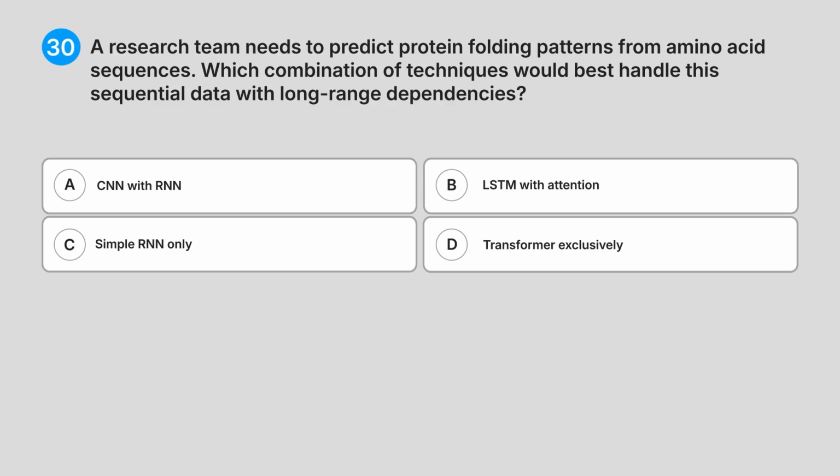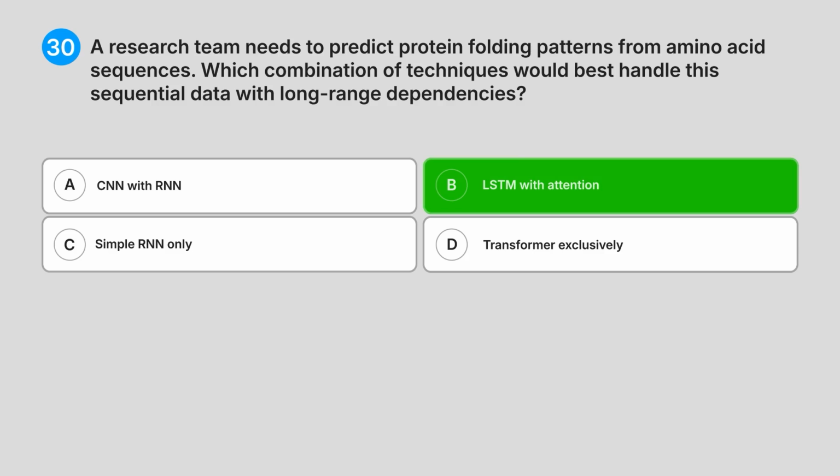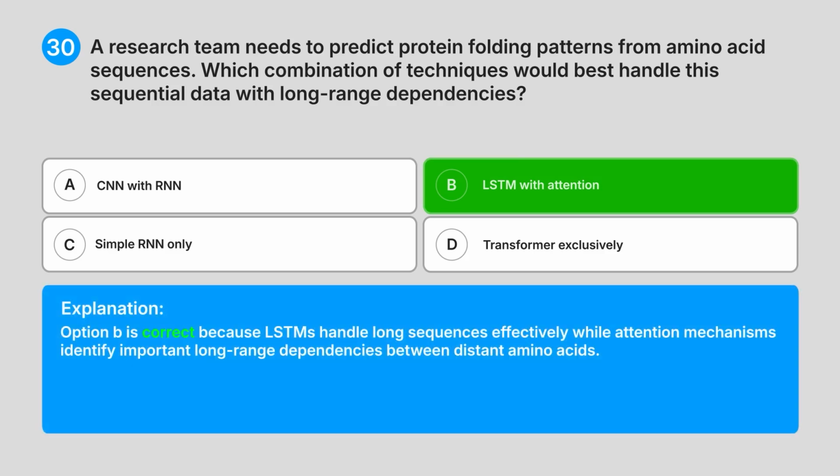Correct answer, B. LSTM with attention. Explanation. Option B is correct because LSTMs handle long sequences effectively, while attention mechanisms identify important long-range dependencies between distant amino acids.